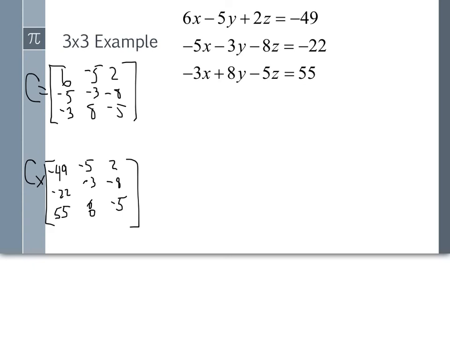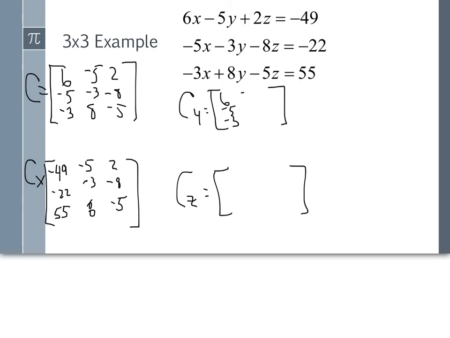All the other things stay right where they are in the exact same position. You don't move columns around. You just take out that first column and replace it with the right-hand side. We'll do the same thing with CY and CZ. Now we replace that with negative 49, negative 22, and 55. And again, the Z column stays the same. The X column stays the same for CZ. The Y column stays the same, but the Z column gets replaced with negative 49, negative 22, and 55.